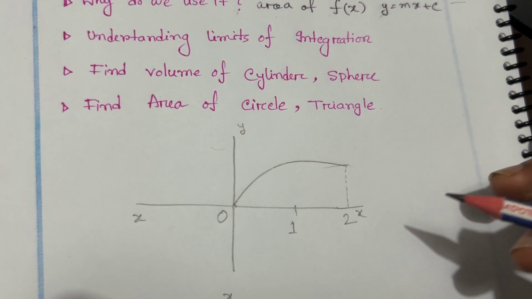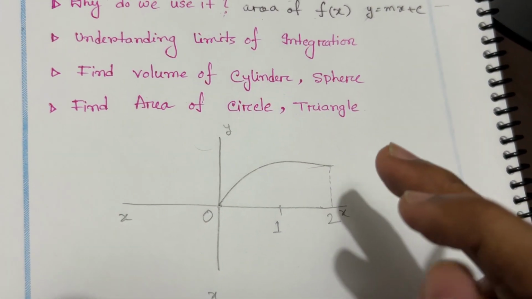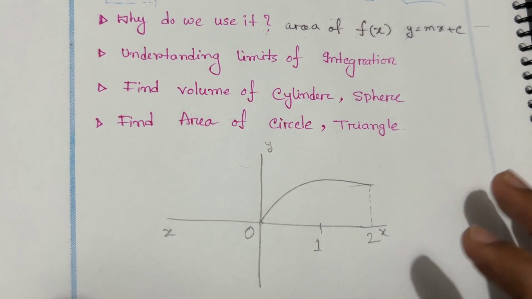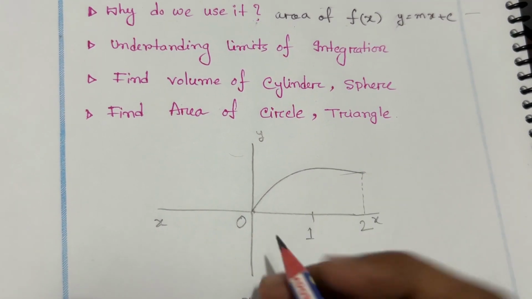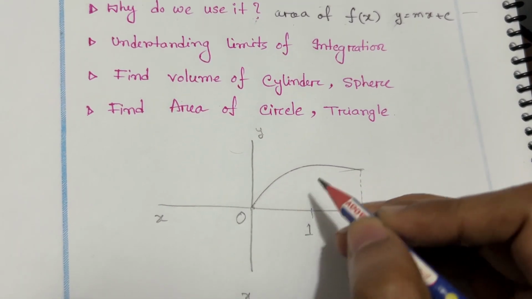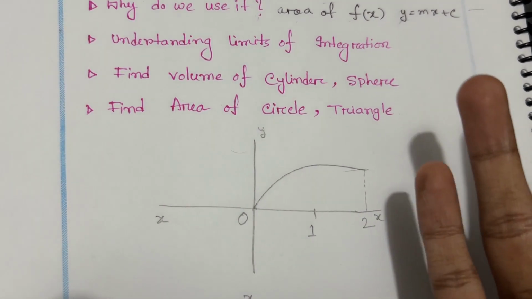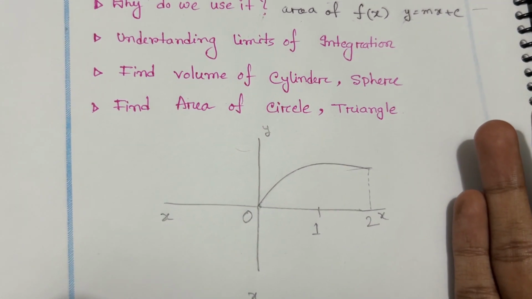We don't have any formula. It is not a triangle, it is not a circle, it is not anything that we know. It is a completely different thing. We can't find the area of it. This is quite impossible. But in integration we can easily do it. How?